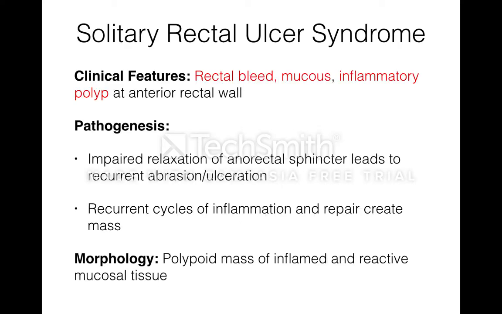So to start, solitary rectal ulcer syndrome is the triad of rectal bleeding, mucus discharge, and an inflammatory polyp at the anterior rectal wall. The polyp develops from impaired relaxation of the anal rectal sphincter, which results in recurrent abrasion and ulceration of the overlying rectal mucosa. This leads to cycles of injury and repair that will result in a polypoid mass of inflamed rectal tissue.